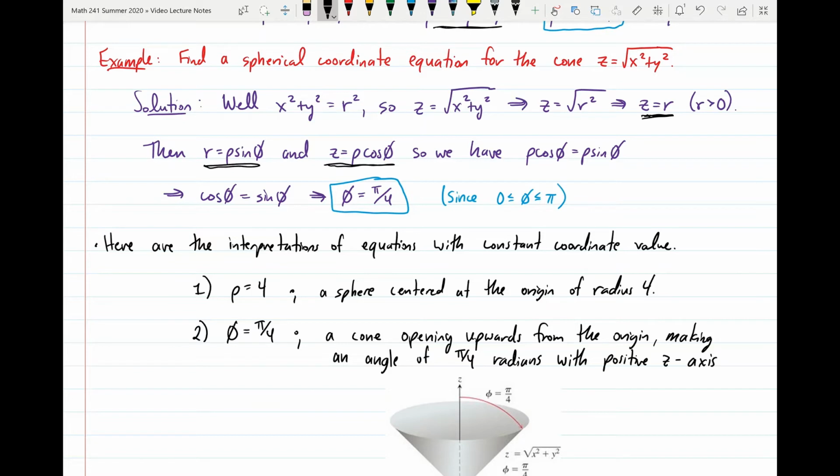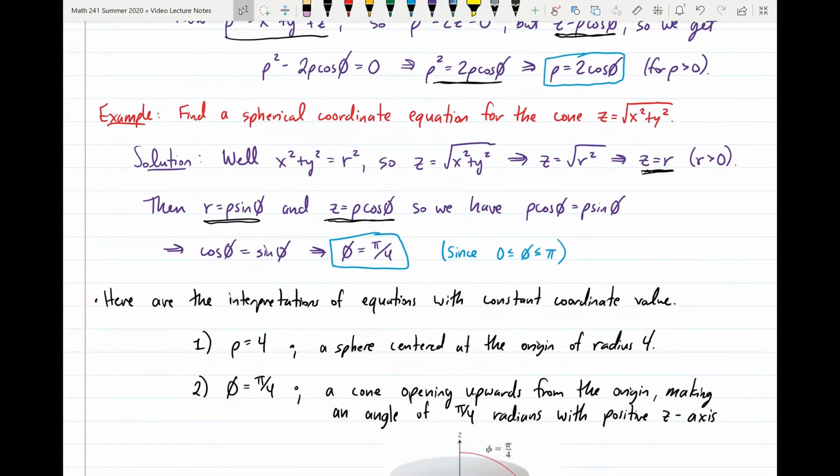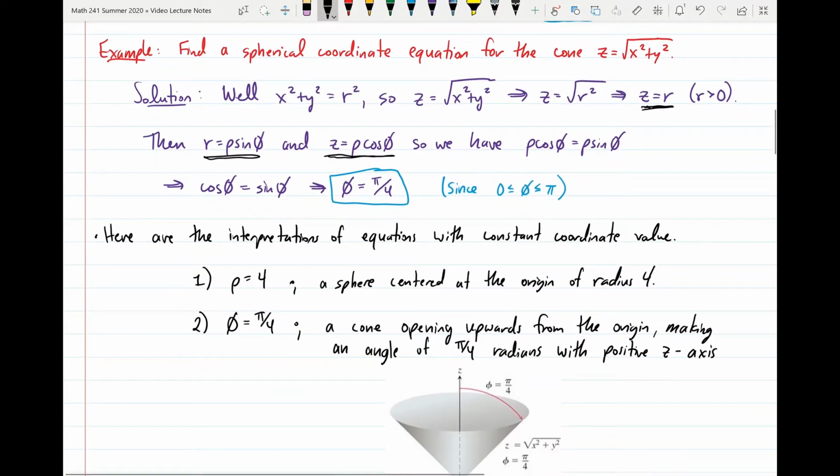So if you want to convince yourself of that fact, draw a unit circle and see when cosine of an angle is equal to sine of an angle, when the angle has to be between 0 and pi, and you'll find that that only happens when phi is equal to pi over 4. So ultimately the equation for the cone in spherical coordinates then becomes just phi is equal to pi over 4.